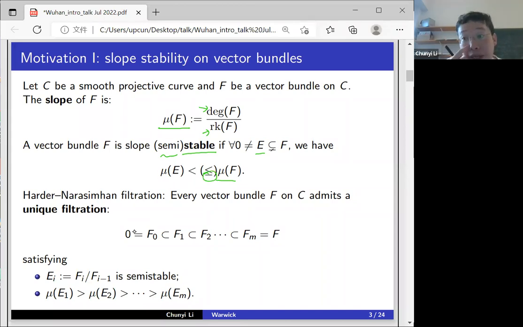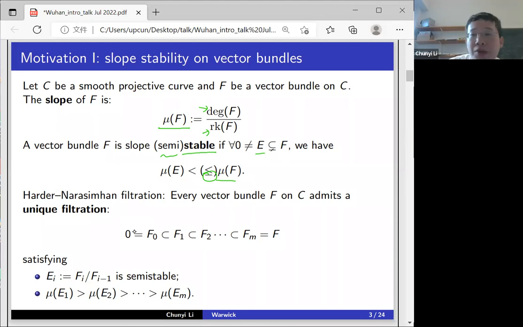A very quick example: when F is a line bundle, it's always stable, because for a sub-line bundle, it definitely has a smaller degree. Also, if you have some stable vector bundles and you take the direct sum of them, it's automatically semi-stable. You can also build up extensions of vector bundles with the same slope if they are still semi-stable. And that's the definition.